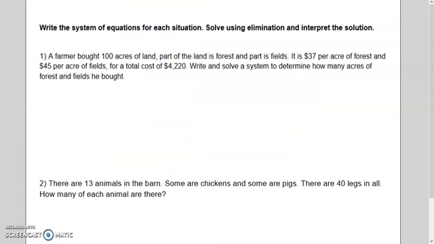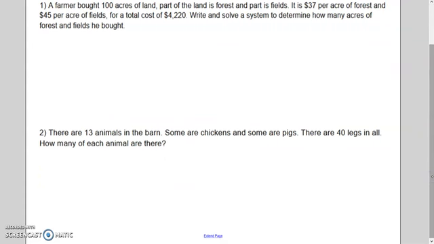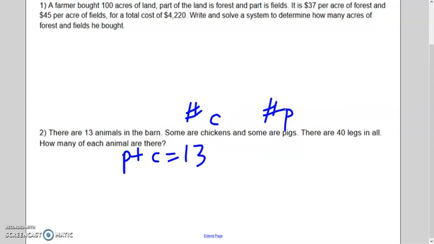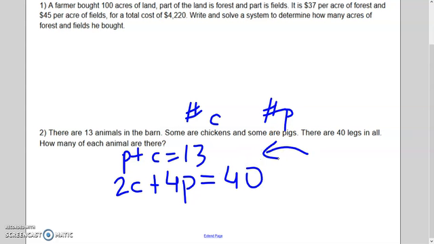Let's look at 1 or 2 more here. So in this case, there are 13 animals in the barn, and some are chickens and some are pigs. So let's use different variables here. Maybe I'll call the chickens C and the pigs P. So P plus C equals 13. There are 40 legs in all. Chickens have 2 feet, so 2 times the number of chickens, plus 4, because pigs have 4 feet, 4 times the number of pigs is equal to 40. And so that then is my system of equations for that situation.